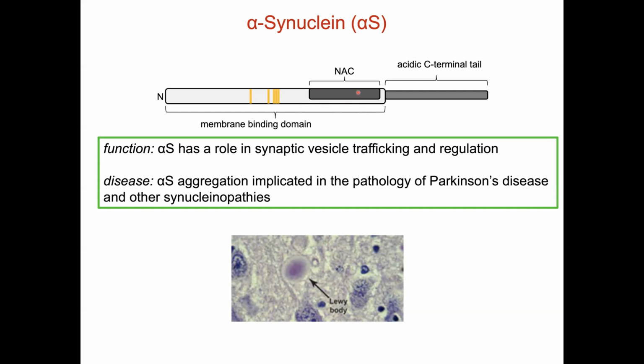This NAC is named as the non-amyloid component. It was first found in Alzheimer's disease patients as co-aggregated with amyloid beta, but it is the central aggregation-prone region of alpha-synuclein.